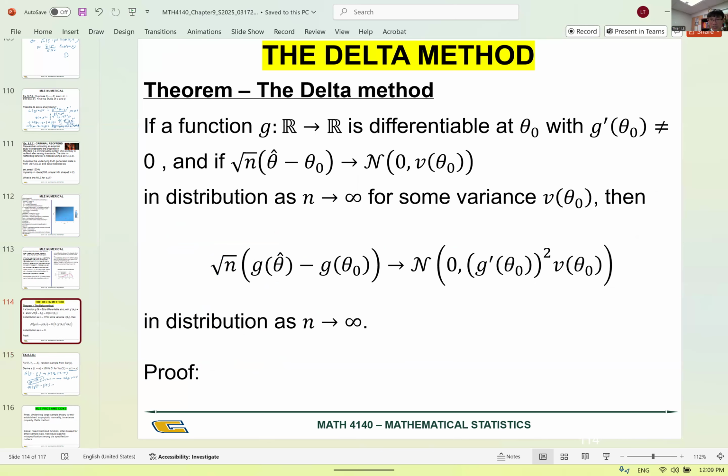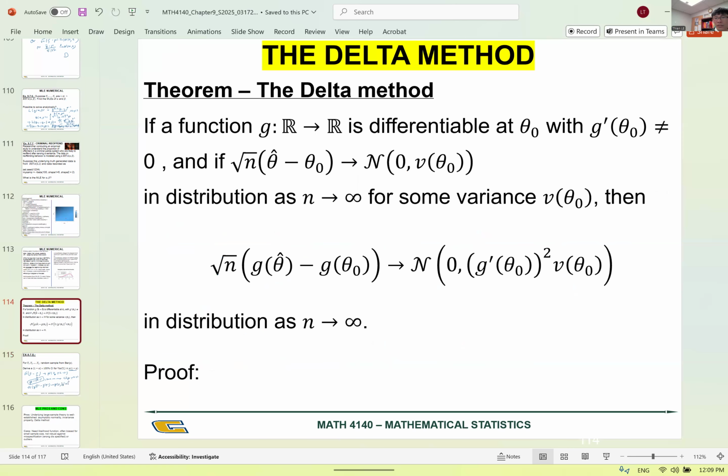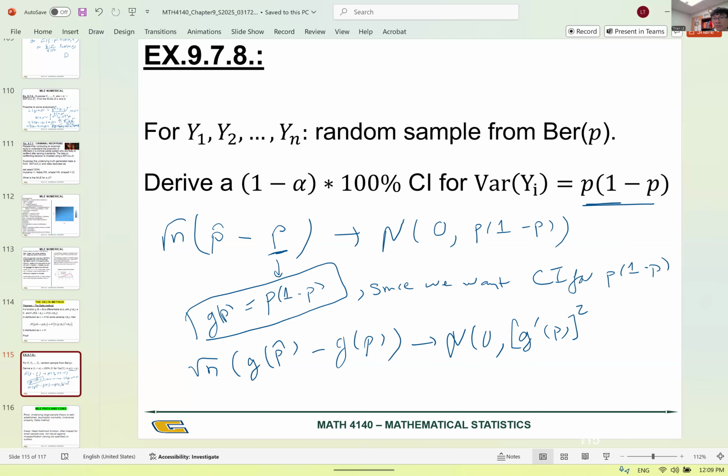My theta naught now is P and my theta hat now is my P hat, so I just plug in everything: normal, zero, g prime at theta naught, so it's g prime at P, and then I do square, and V of theta naught, which is the original variance. So g of P hat converges.